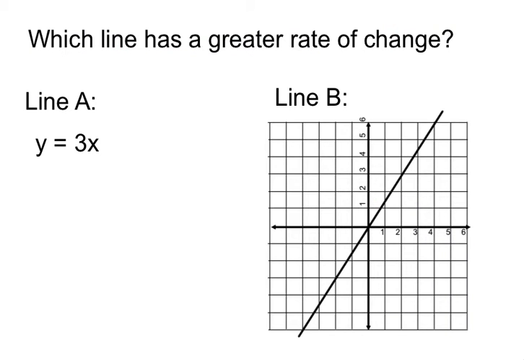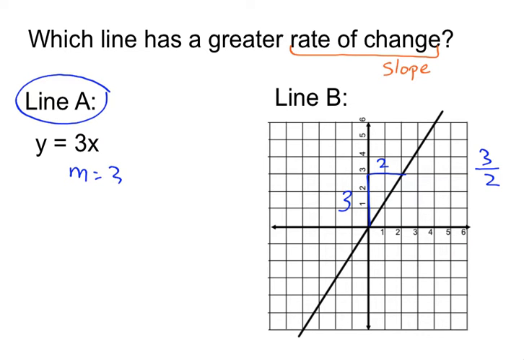Okay, now we're getting into the comparison part. Which line has a greater rate of change? Now, rate of change is just another way of saying slope. So we just need to compare the slopes here. The slope of A is 3. The slope of line B, well, we'll have to do our up and over. It's rise 3, run 2. So the slope of line B is 3/2. A slope of 3 is greater than a slope of 3/2. So line A has the greater rate of change.